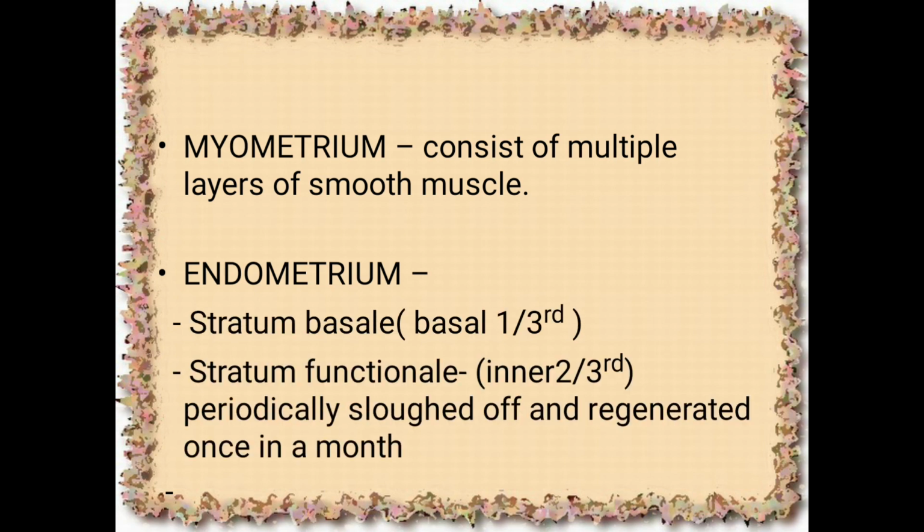Endometrium. In the endometrium, there are two layers, stratum basale and stratum functionale. Stratum basale is towards the myometrium. Stratum functionale is towards the uterine cavity. The basal 1/3 is stratum basale, and stratum functionale is the inner 2/3. This stratum functionale only will be periodically sloughed off and regenerated once in a month, during the menstrual, bleeding phase.